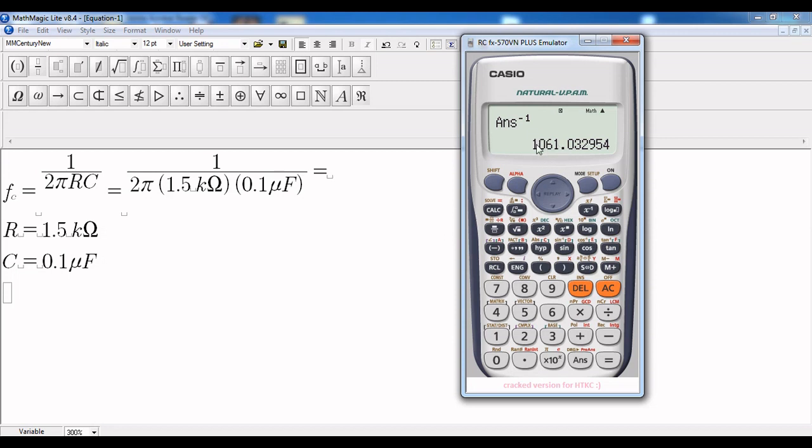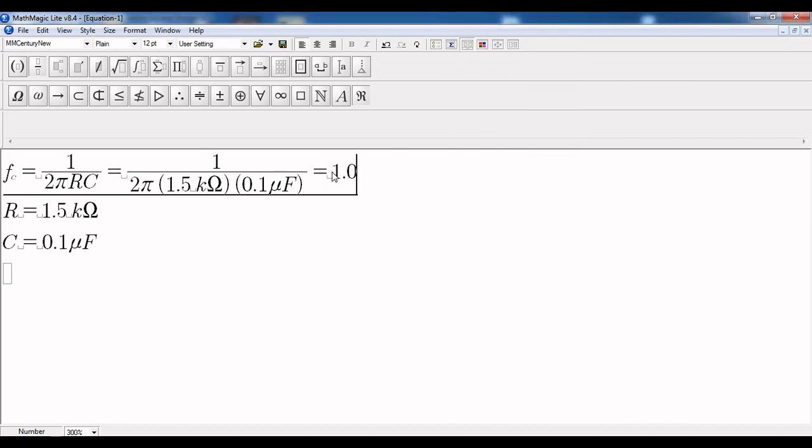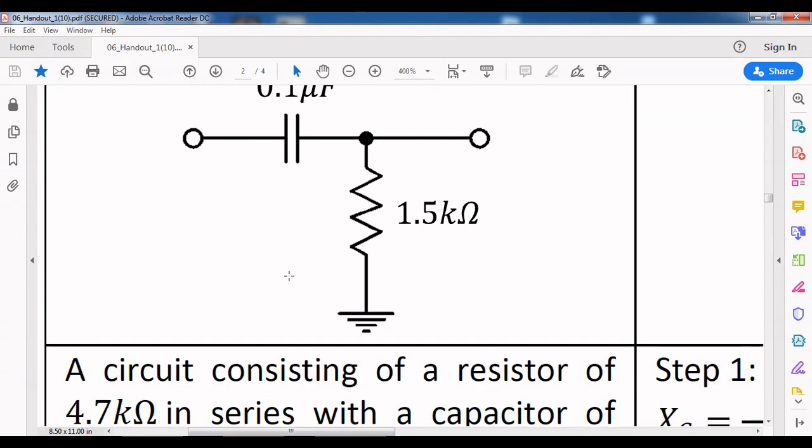And the answer is 1061.032. Again, because there are 4 whole numbers here, we click ENG. So we get 1.06 times 10 to the 3. So that would be 1.06 times 10 to the 3 is of course kilo, then hertz. Okay, so the answer would be 1.06 kilohertz.